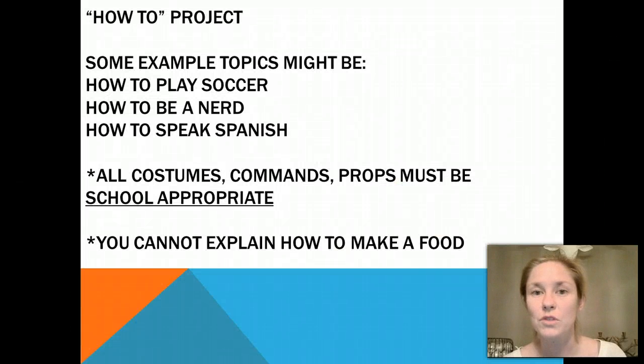So, just to recap, you're working in groups of 2 to 4. You are memorizing. Every single person must have 2 affirmative commands and 2 negative commands.